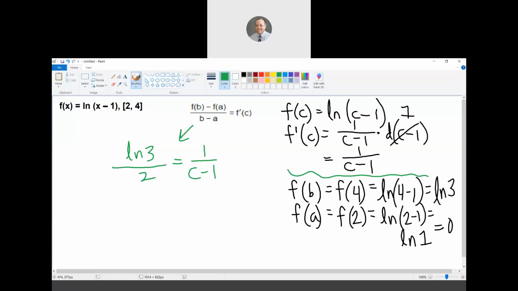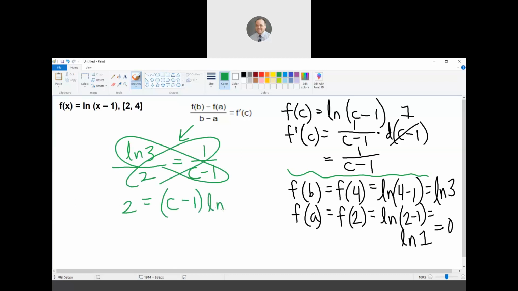Now, because we have a proportion, let's cross multiply. So we have 2 equal to c minus 1 times natural log of 3. Now, to make it easier to find our value for c, let's first divide both sides by natural log of 3.